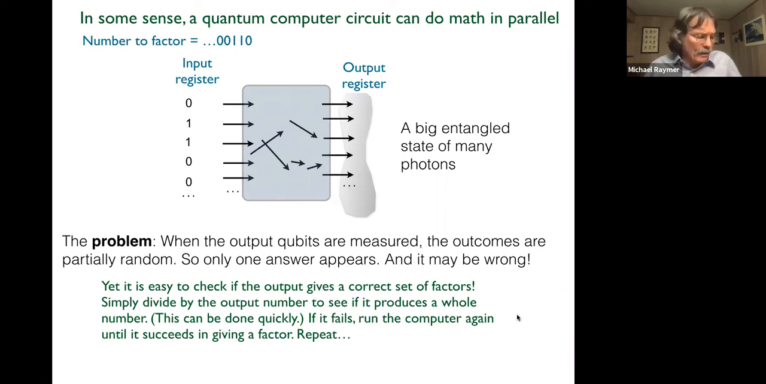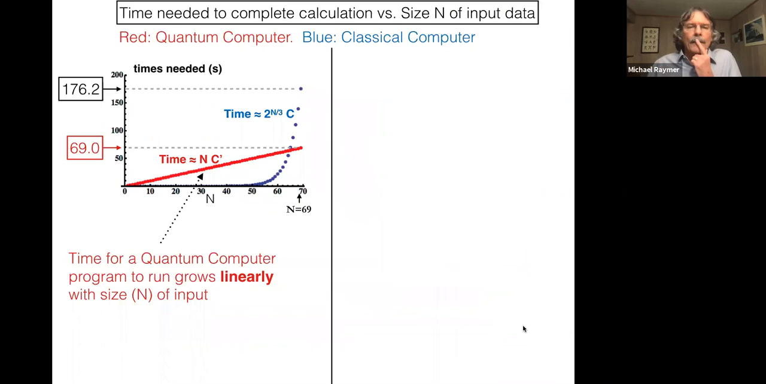So if you're trying to crack Mandy's credit card number, you have to run your quantum computer 10 or 20 or 30 times, and you keep trying the password, and eventually you get in. Okay, so getting very near the end here.